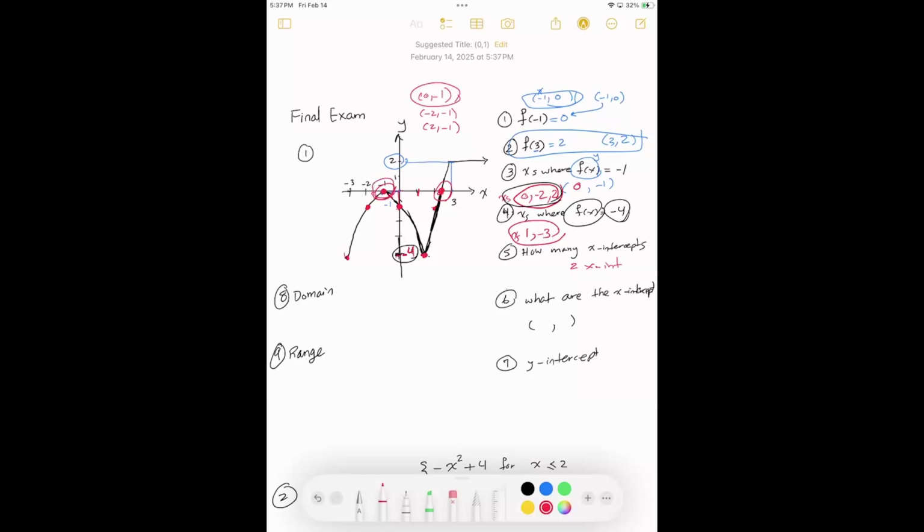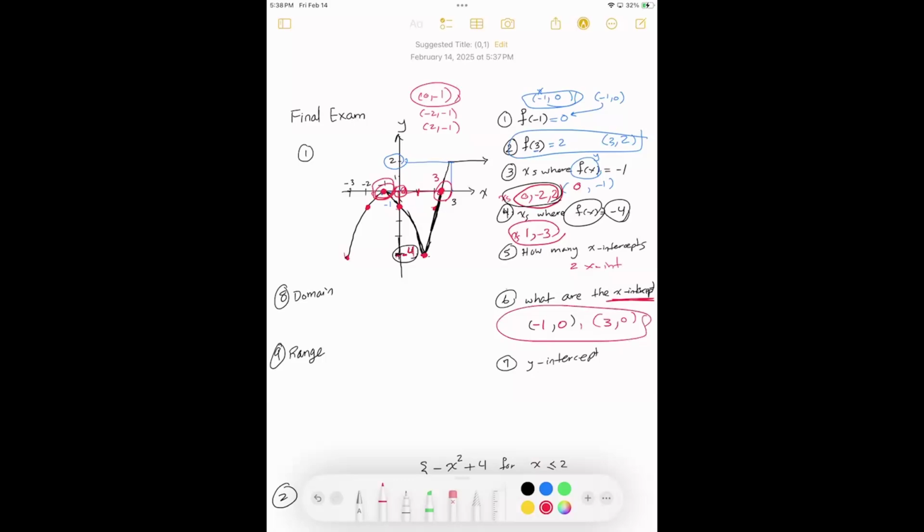What are the x-intercepts? One of them is this one, where the graph touches. So x is -1, y is obviously 0. That's one of the properties of an x-intercept. Your y value is always 0. This is your other x-intercept. Again, y is 0 and x is +3. So you have 2 x-intercepts.